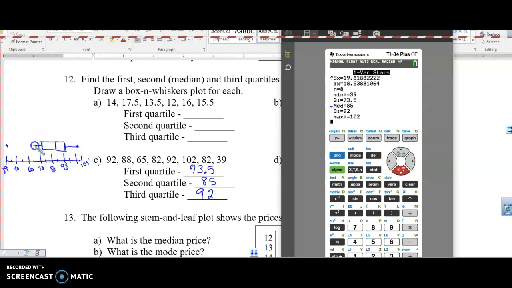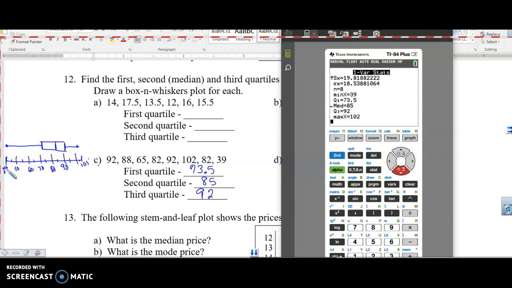Remember, our whiskers go from our box to the low end and the high end. Now, this box is skewed. So that means one side is a little longer as far as the whisker is concerned than the other side. So the part that's longer is where we would say it was skewed.